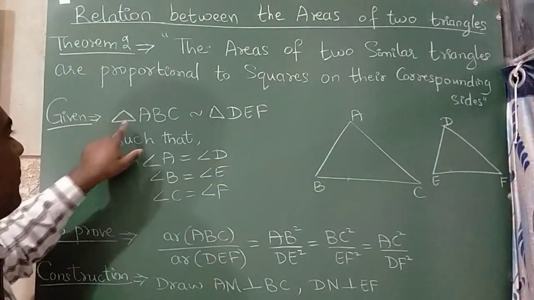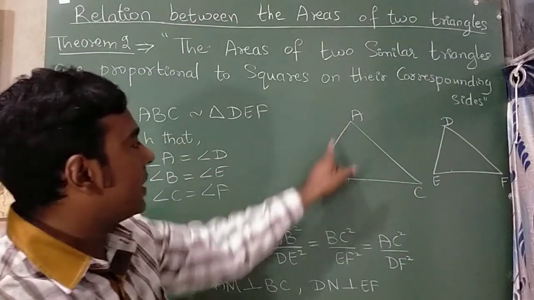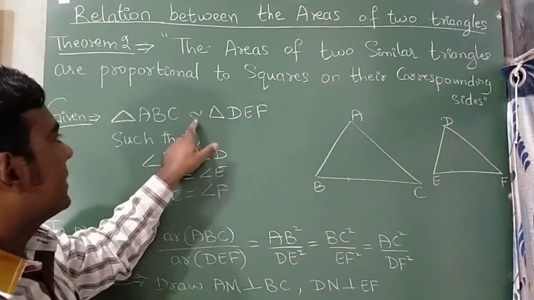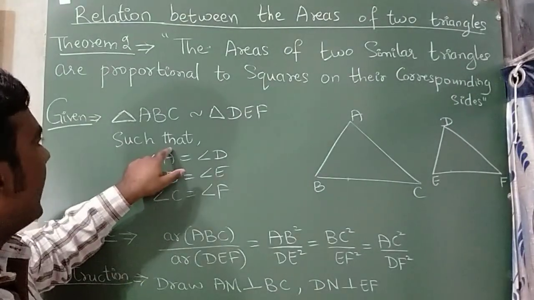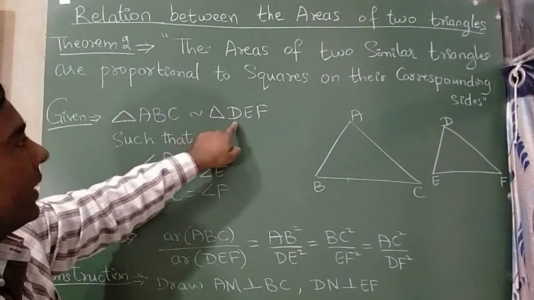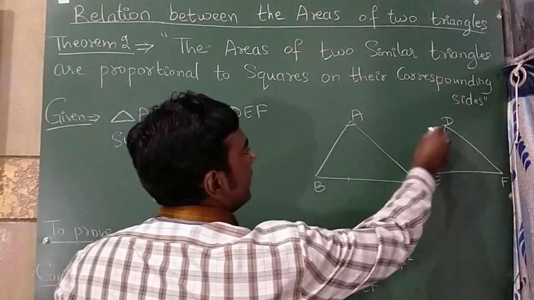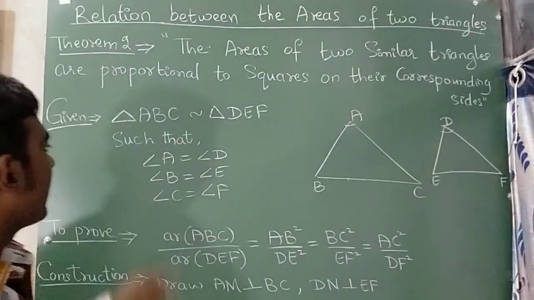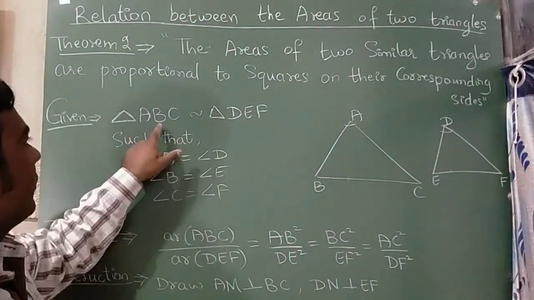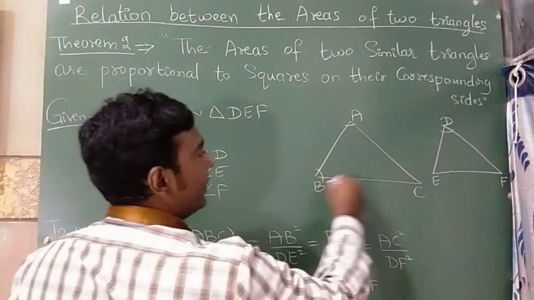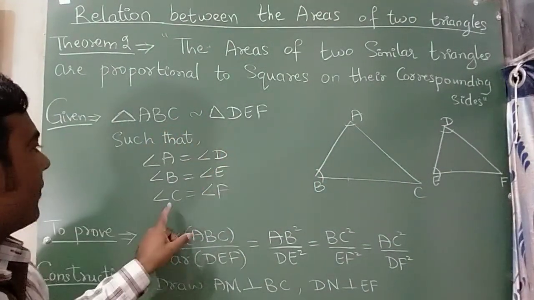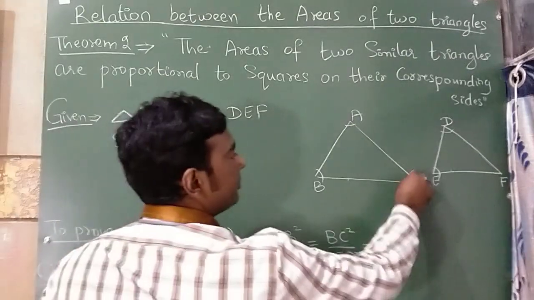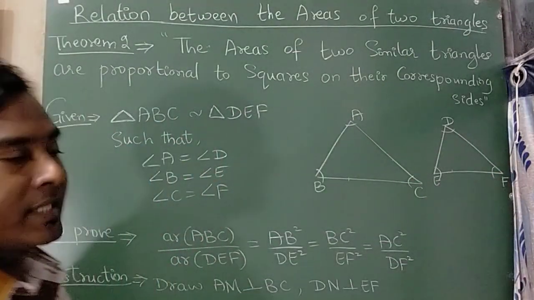Given triangle ABC, you can see triangle ABC is similar to triangle DEF, such that angle A is equal to angle D, angle B is equal to angle E, and angle C is equal to angle F. So this is the given.